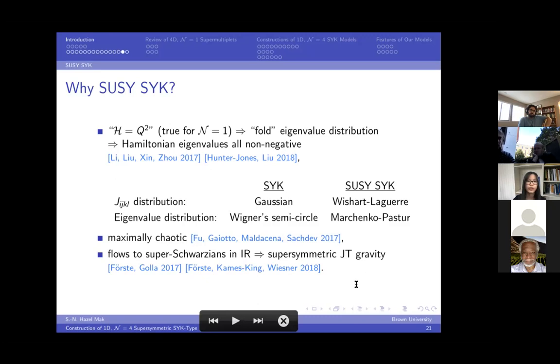And also a third reason is that these 1D n equals 1 and n equals 2 models actually refer to superstructures in AdS. So you can think about supersymmetric 3D gravity with these models. So this is why people are interested in these models.